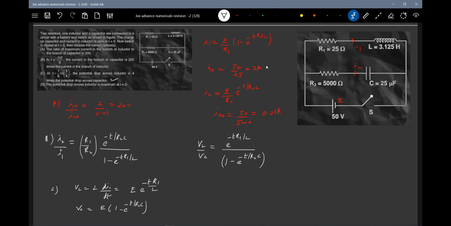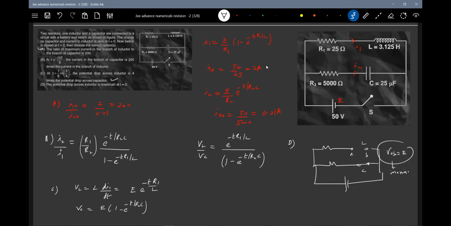Yeah, I'll pick up this. The potential drop across the inductor is maximum at t equals 0. I think that's correct, no? Because at t equals 0, the inductor will behave like an open circuit and the capacitor will behave like a short circuit. So therefore, this drop will be maximum. You see, it is maximum.